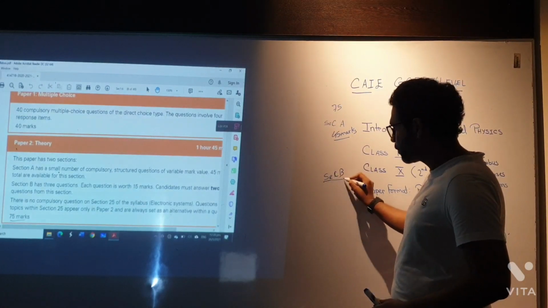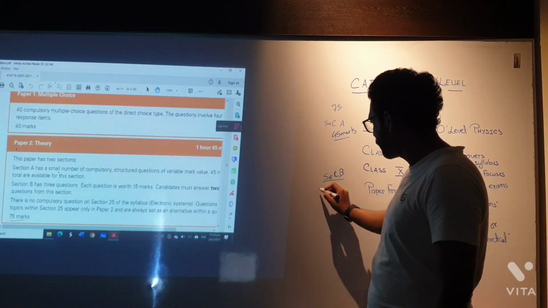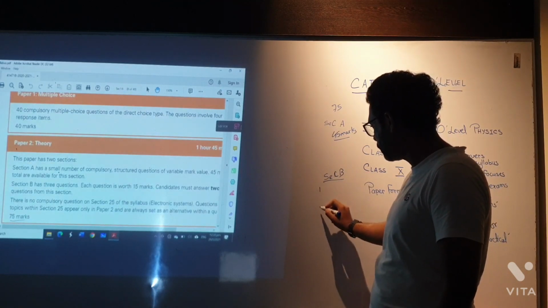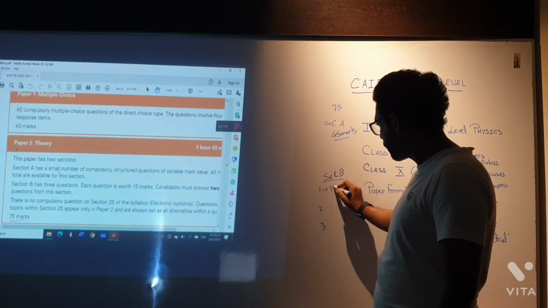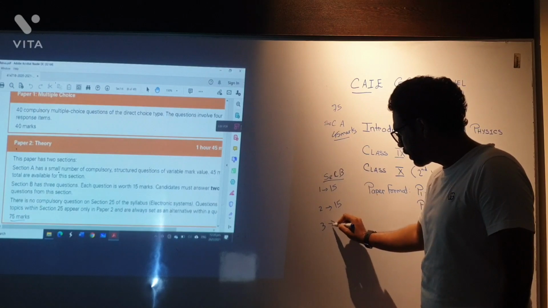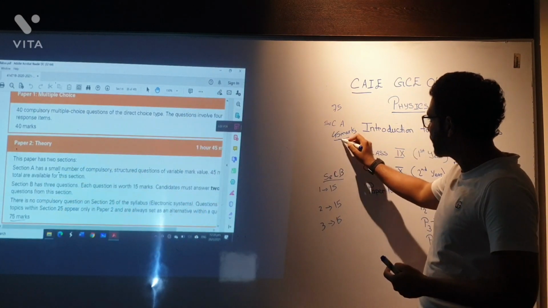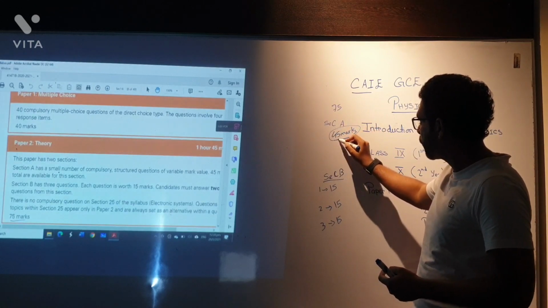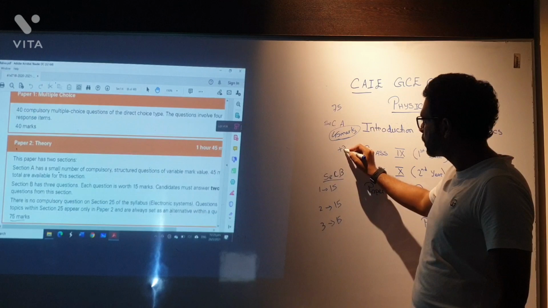Section B, on the other hand, you will have options. In section B, you will have 3 questions. Question 1, question 2, question 3. Each of the questions will carry 15 marks. Now you see, you have already answered 45 here. How much more do you need to get to 75? You need another 30 marks.